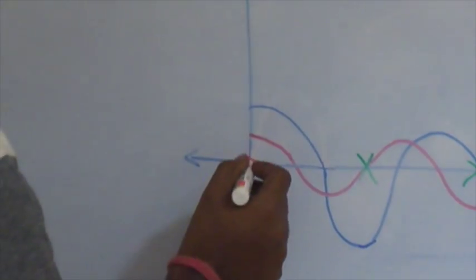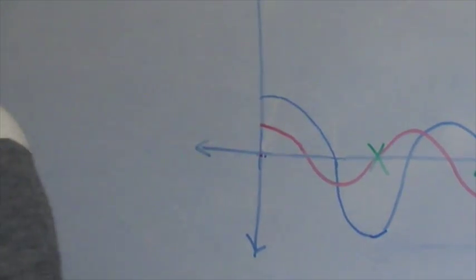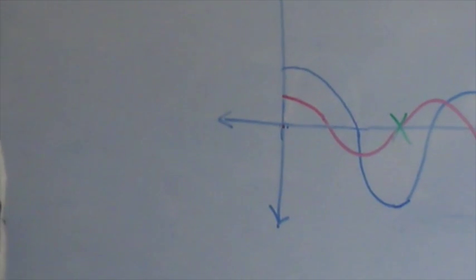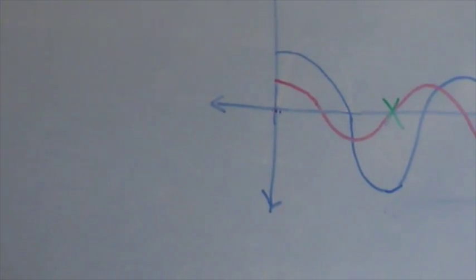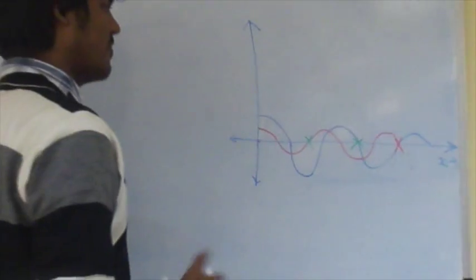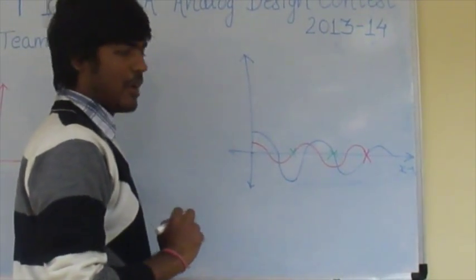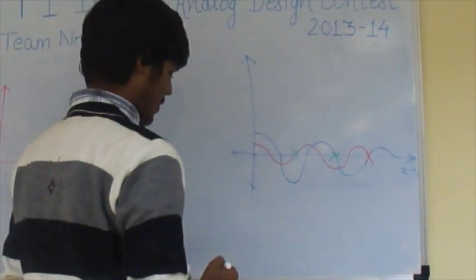Now this is the position of my mixer. What my mixer does is multiply the two cosine functions. So the output of the mixer will be a cosine function whose argument will be the phase difference. What we get on the DSO will be a DC value proportional to the phase difference.